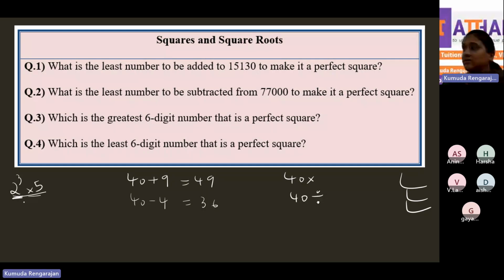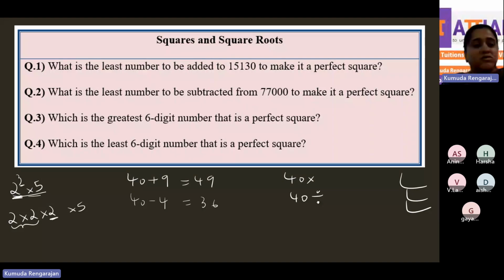So 2 cubed. Yeah. 2 cubed into 5, right? 40 is 2 cubed into 5, right, children? Yeah, online students. So now the power of 2 is 3. It's odd. You have 2 into 2 into 2 into 5. Correct? So this one stands alone.